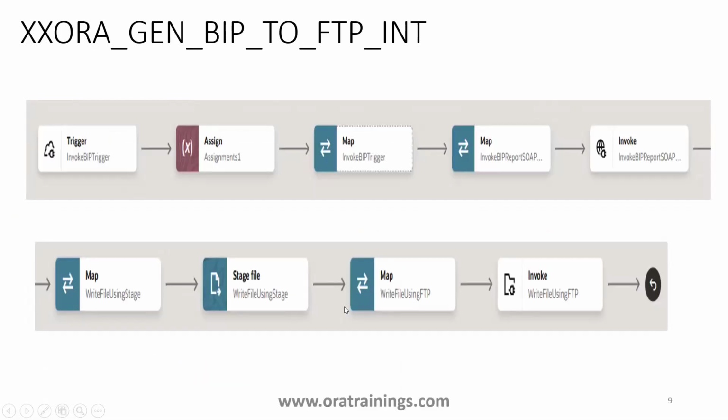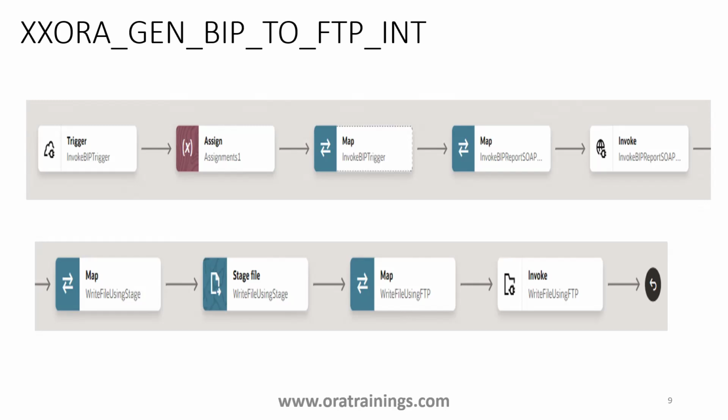Okay. Now this is the integration flow which we'll be designing. You can observe here the first one is the trigger invoke activity, wherein we mentioned two parameters: one is the invoice number, the other one is the output file format type, whether it's PDF, Excel, or HTML. Then in the assignment, we are just assigning the report path which we will be using in our Invoke BIP report service. For the Invoke BIP report SOAP service, we require a couple of parameters: the file format type, the input parameters, as well as the report path. These are the things which you require.